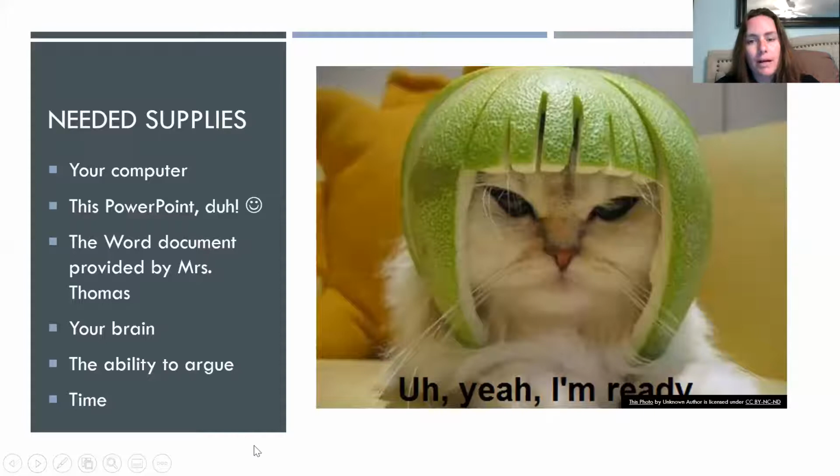So supplies you need for this week. You are going to need your computer, duh, you're on it right now, right? This PowerPoint, duh, again. The Word document that I just showed you, make sure you have that open, that you're using it with the PowerPoint. You also need your brain. You need to be able to think. You're gonna have to do this work yourself. I can only tell you so much. You also need the ability to argue, to think about argument, and to put forth more ideas than simply just saying what you think. You got to think of the other side. You also need some time. That's the other supply you need.